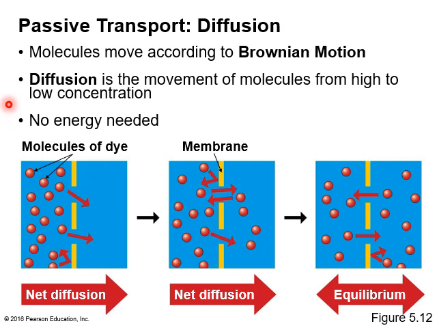And so that describes diffusion. Diffusion is how molecules go from where they're in a high concentration, where there's a large density of those molecules, to where there's a low density of those molecules.